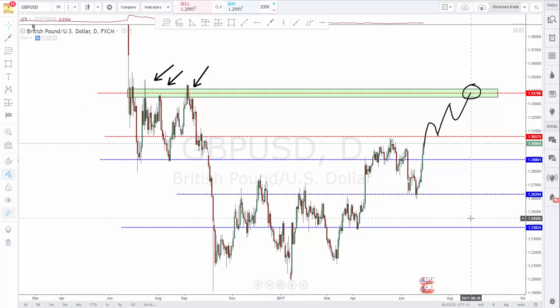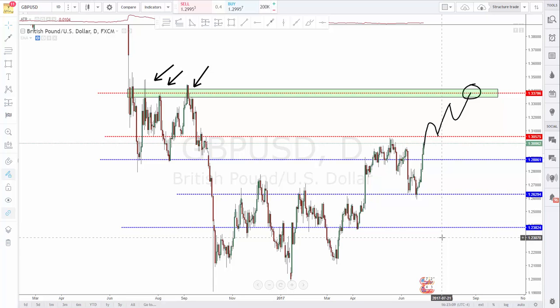So guys, for the pound dollar, we have resistance where we just pointed out. We also have resistance at 1.3057. We have our support levels looking like 1.2886 and 1.2629. These are all zones, not necessarily specific levels.